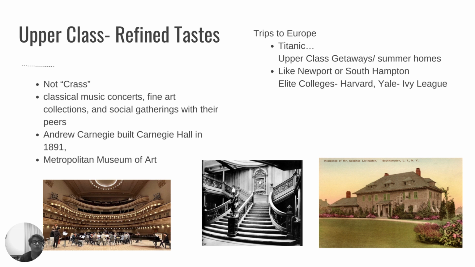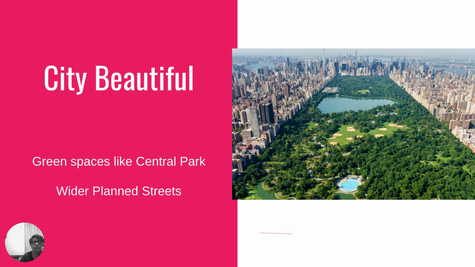The super elite are going to take trips to Europe. Think of the Titanic. They're also going to have multiple homes, many of them in these very rich enclaves like Newport or Southampton. And so the super elite are kind of in a world unto itself.